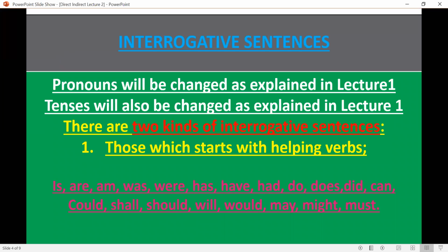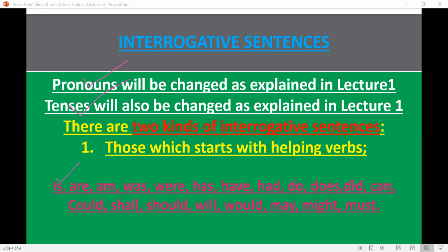Now, interrogative sentences. How to change interrogative sentences in narration. There are two kinds of interrogative sentences. Pronouns will change as I have explained, and tenses will change as I have explained. The one kind is those sentences which start with is, are, am, was, were, has, have, had, do, does, did, can, could, shall, should, will, would, may, might, must.